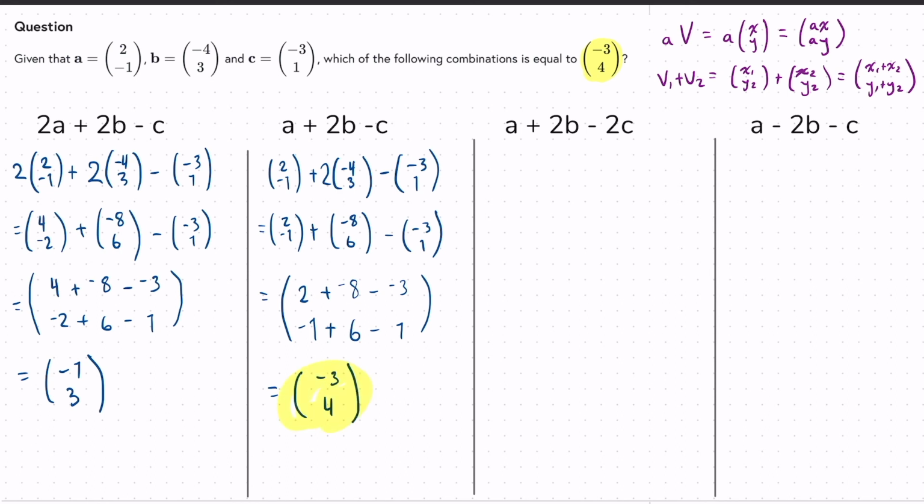And if you'd like to check the third and fourth, please keep in mind the things in the top right and check your answers for yourselves.